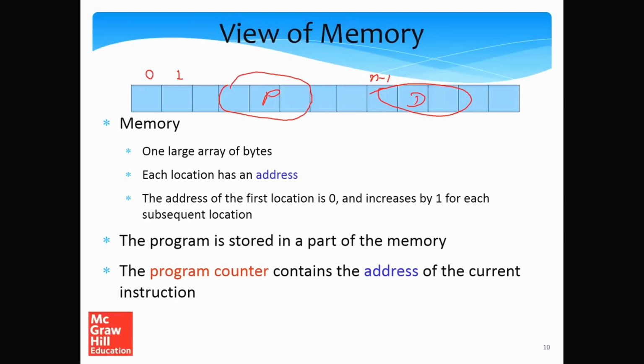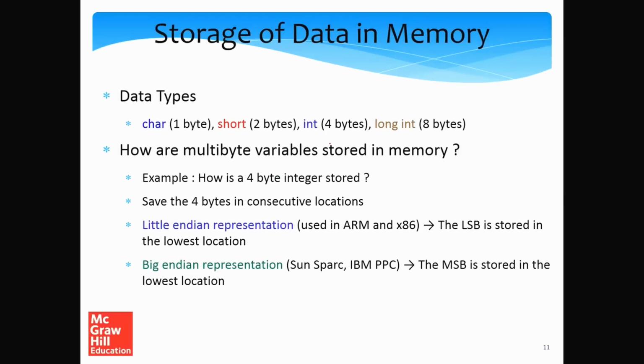At the moment, we are only talking about how an assembly program or a binary program would actually view memory. And the program counter contains the address of the location of the current instruction. So the current instruction starts from here, so this address is contained inside the program counter.